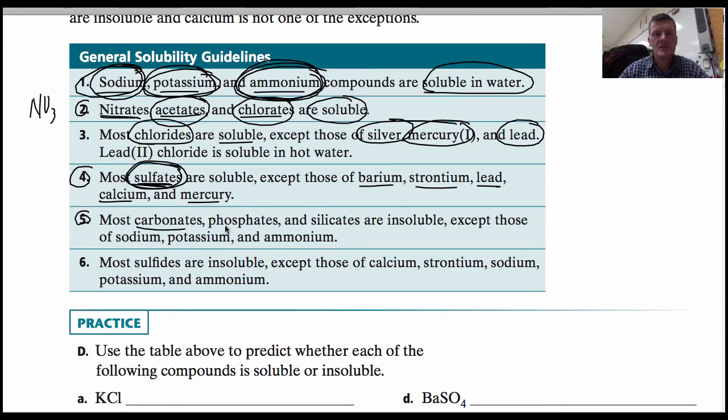Carbonates, phosphates, silicates are insoluble. Now we're getting to some that are insoluble. So if you see anything that ends in carbonate, CO3, phosphate, I think that is PO4, okay? So if it ends in those, so sodium carbonate, although sodium would be soluble, okay? But anything that ends in a carbonate is most likely going to be insoluble, except for, as I said, sodium, potassium, and ammonium, because that is rule 1 up there, okay?